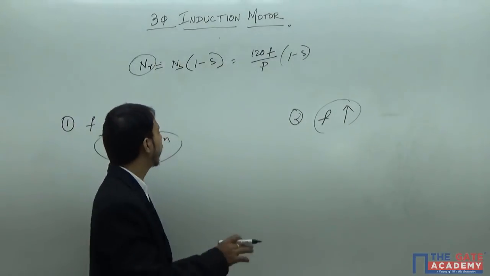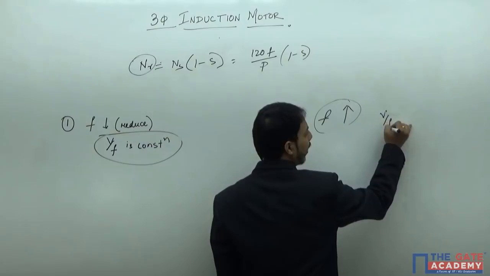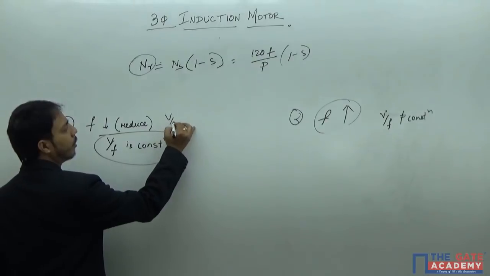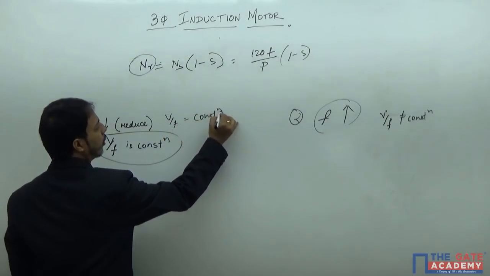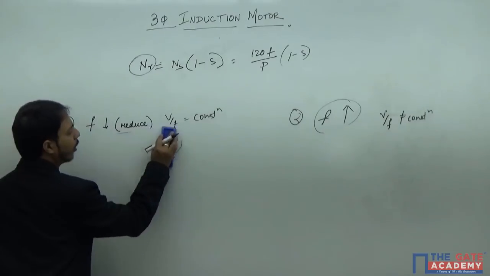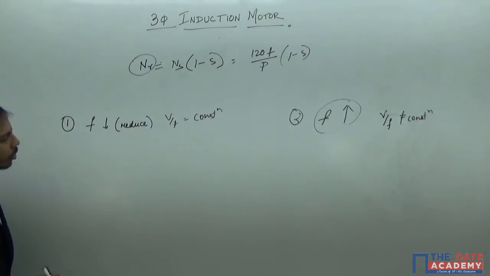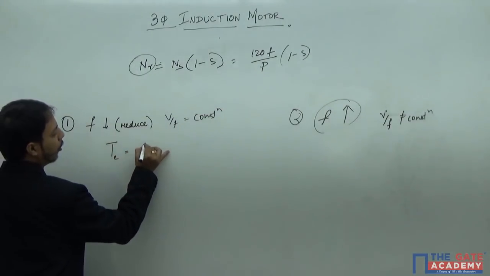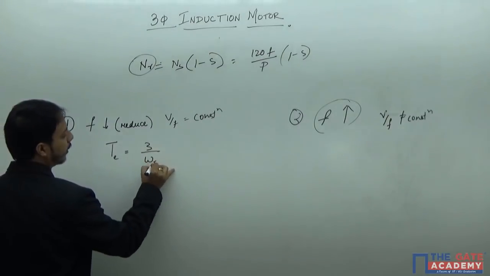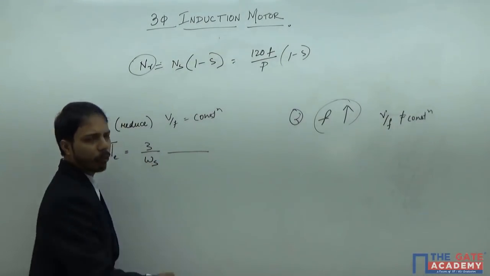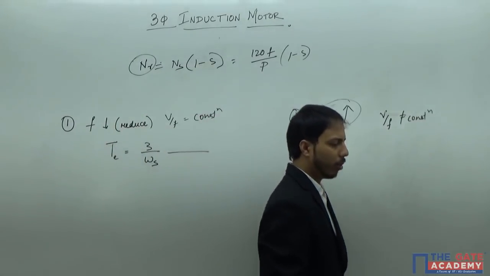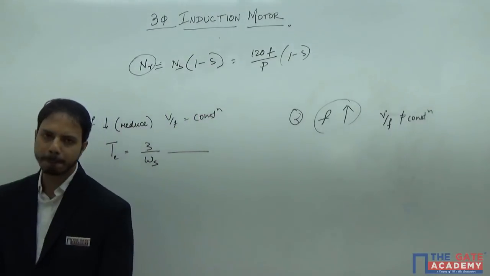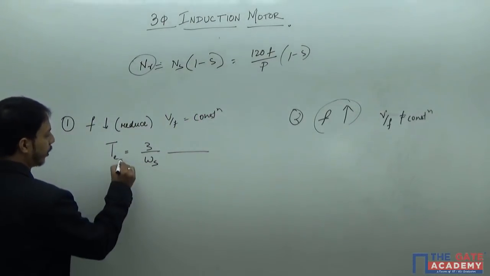So now let us analyze. In this case, V by F is not constant, but in this case, V by F is constant. Now let us find out the torque-slip relation. So torque is, we know, equal to 3 by omega S. Now we are going to see both at the time of starting as well as the maximum case. Starting.